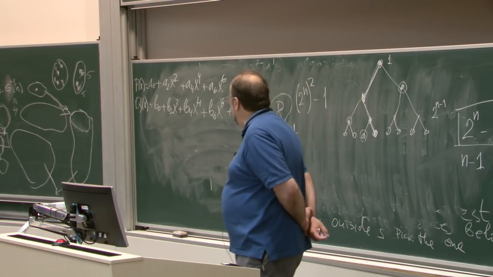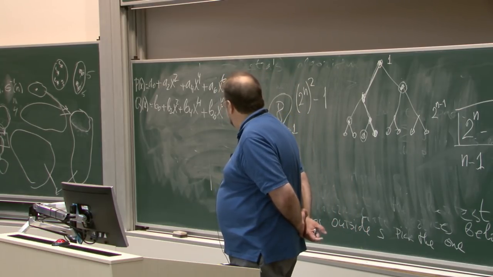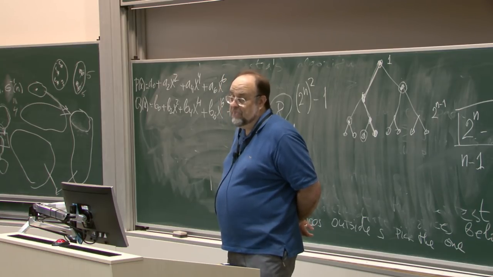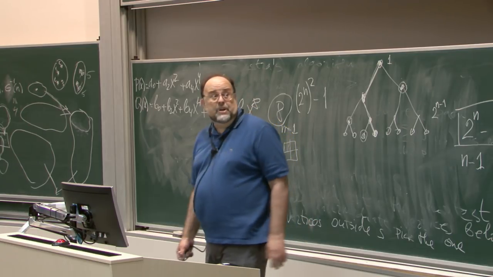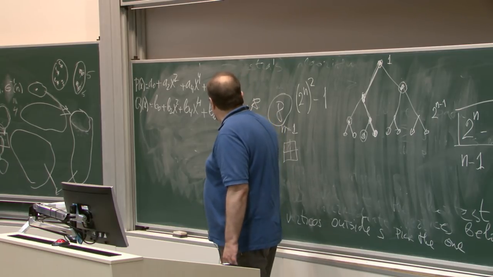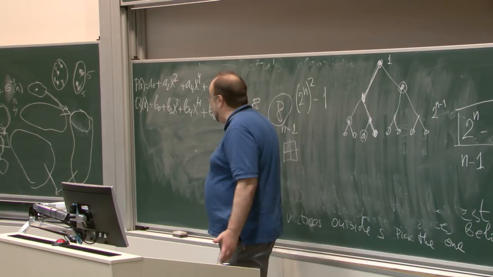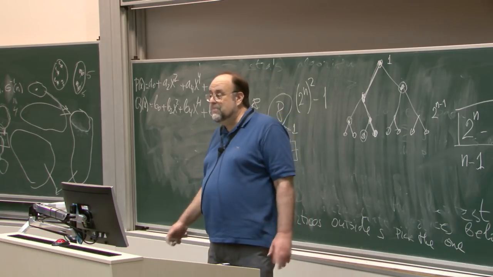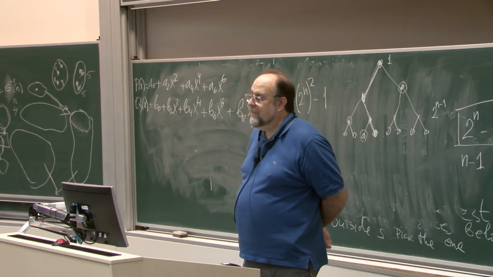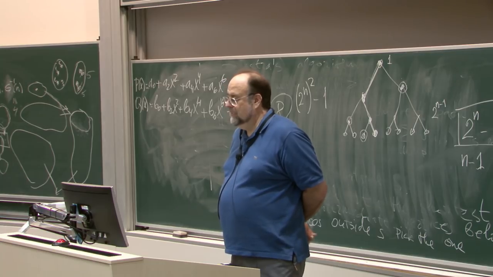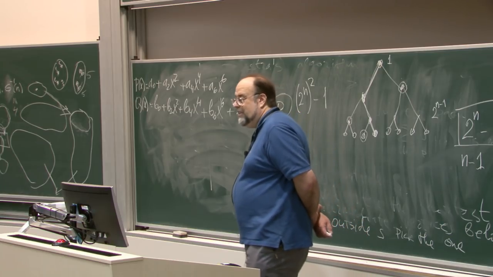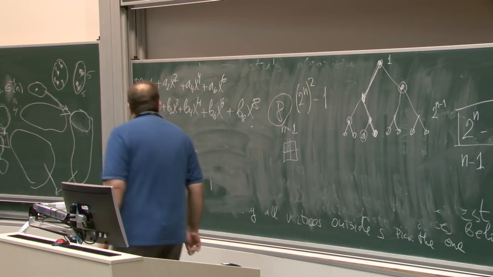What is the degree of the product? 14. How many values would you need? 15 values, because to uniquely determine a polynomial of degree n, you need n plus 1 many values. But 15 values would require 15 multiplications, and you have only 8. How would you fix that problem? They are all even numbers, so what do I do? x squared is equal to y.